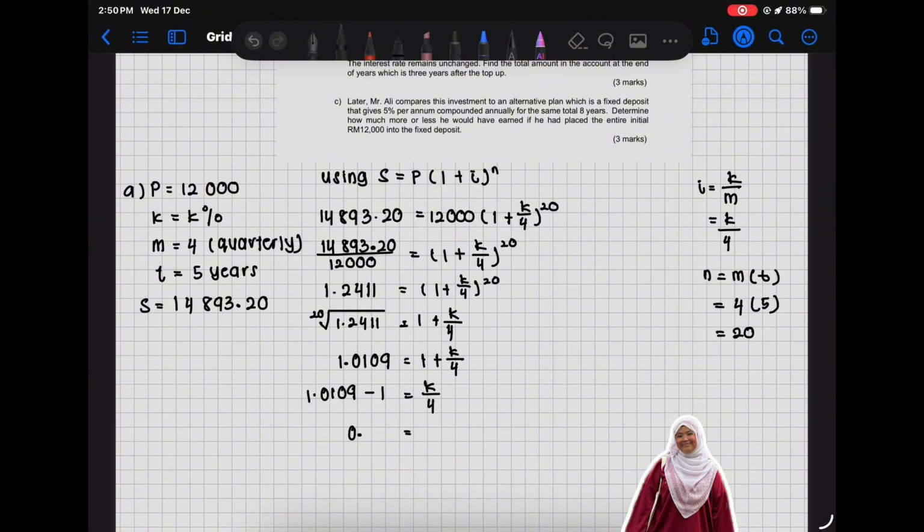We move the positive 1 to the left and it will be negative. 1.0109 minus 1 equals K over 4. 0.0109 equals K over 4. K equals 0.0109 times 4 and our K is 0.0436 or 4.36%.